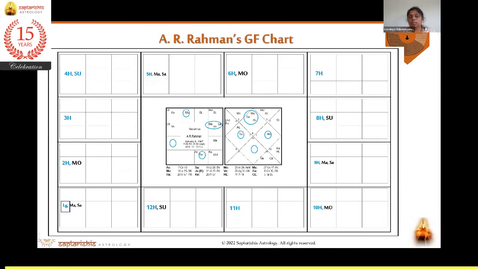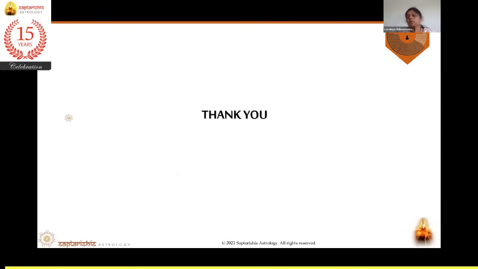And based on these planetary conjunctions, we can even predict the life of the family members, which can be taught in the course.